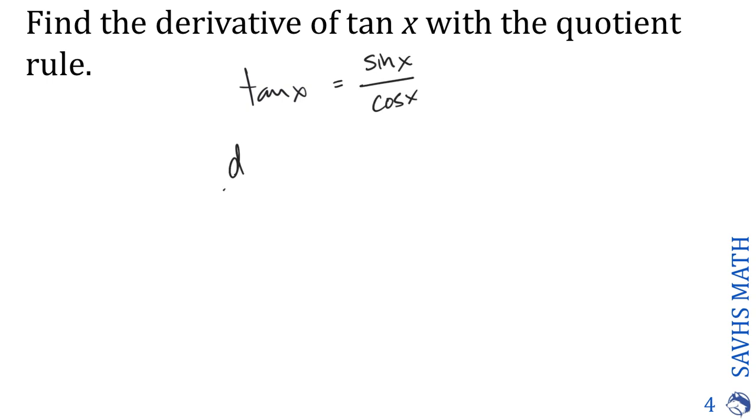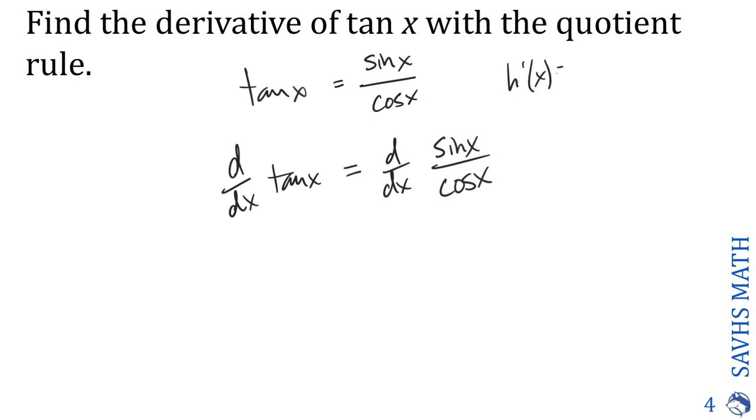So if we do the derivative with respect to x of tangent of x, then that's just the derivative with respect to x of sine of x over cosine of x. And so that means we're doing bottom d top minus top d bottom over bottom squared. So let me just rewrite that. Bottom d top minus top d bottom over bottom squared.